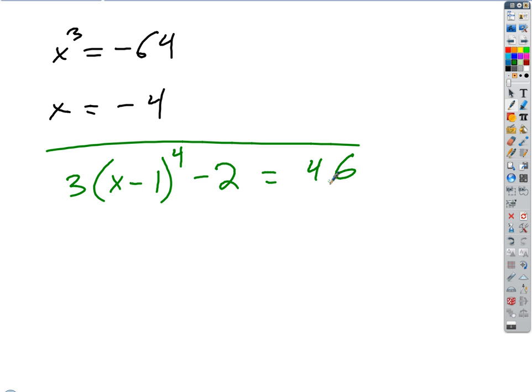Now, the whole point of us talking about this is, how are we going to solve this equation? Up until now, what we would have had to do with this is expand this whole thing out and get a 4th degree polynomial that we solved.